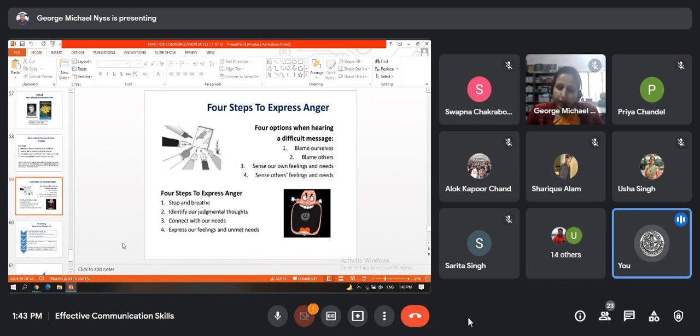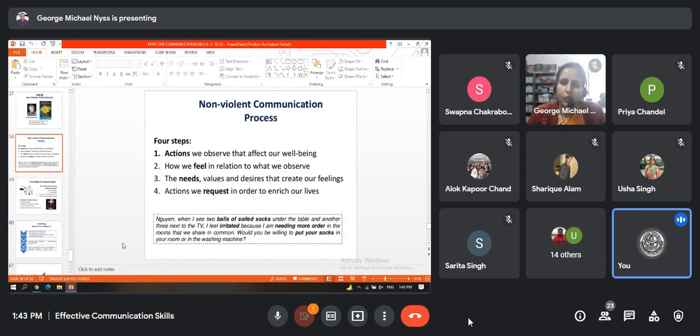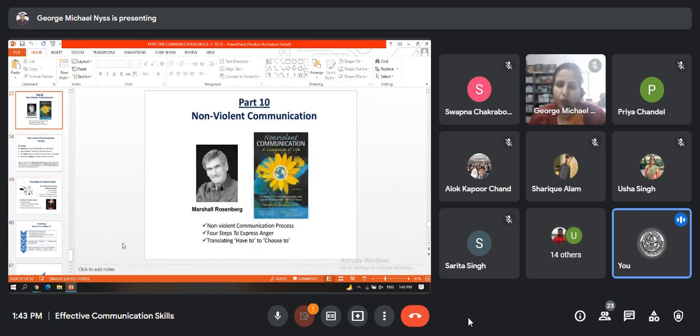Next, look, in this book we have seen these steps. Next we'll discuss translating have to into choose to manner.